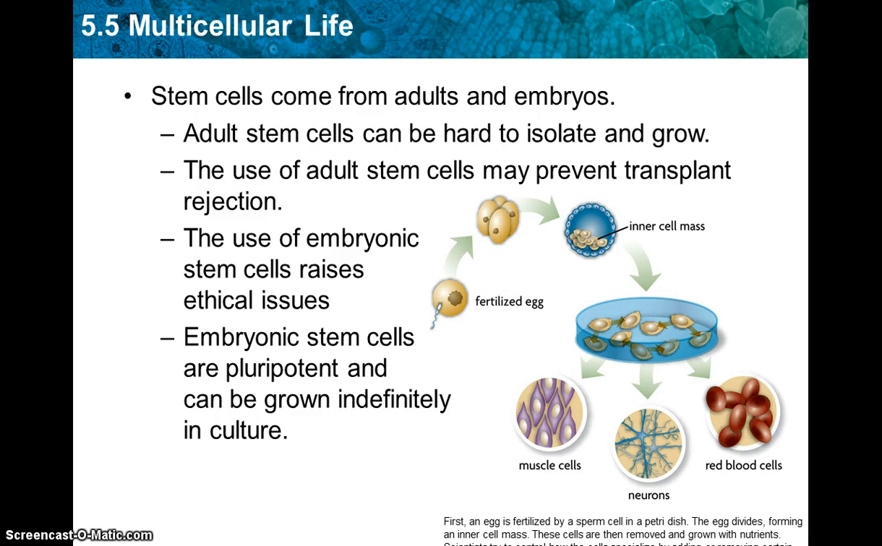And here's an example of that. That picture is also on page 147. In the caption below it says, first an egg is fertilized by a sperm in a petri dish. The egg divides, forming a new inner cell mass. The cells are then removed and grow within nutrients. Scientists try to control how the cells specialize by adding and removing certain molecules. So it's all just a big test.